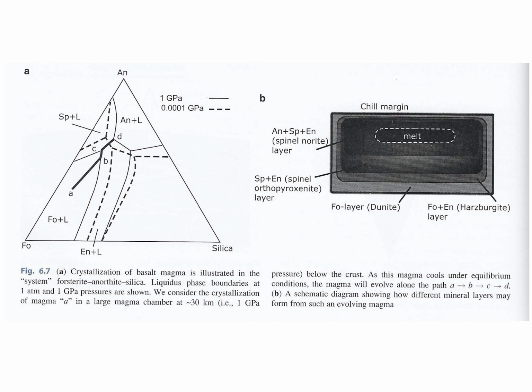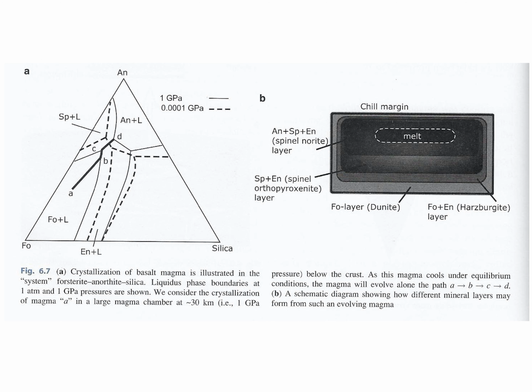So here we have another nice diagram, A and B. On the left-hand side we have again a ternary system consisting of anorthite, forsterite and silica. We have anorthite plus liquid here, spinel plus liquid here, forsterite plus liquid here, and in this field enstatite plus liquid. From A over B, C, D, we have our cooling path.